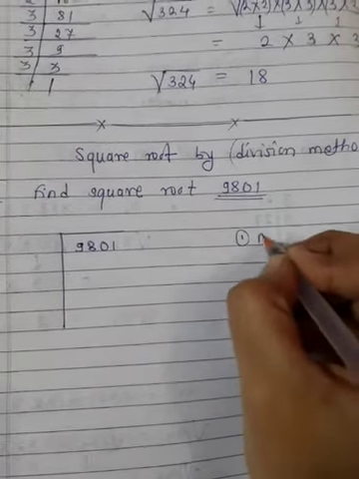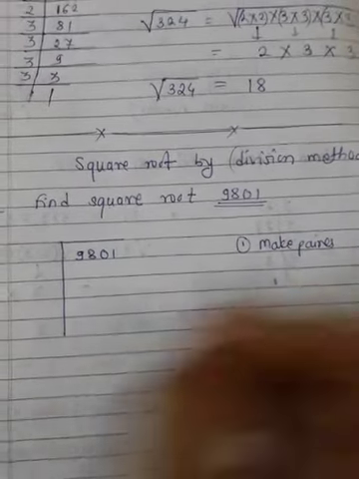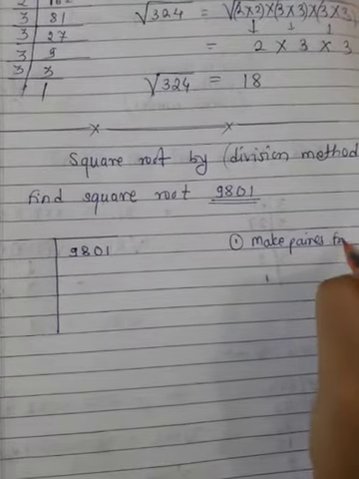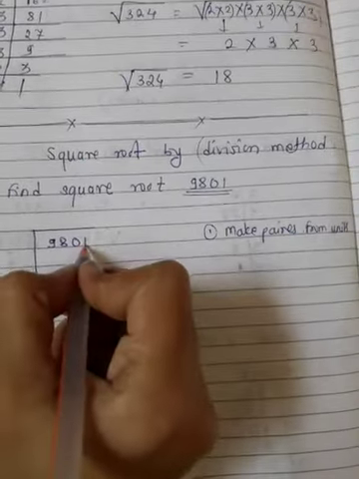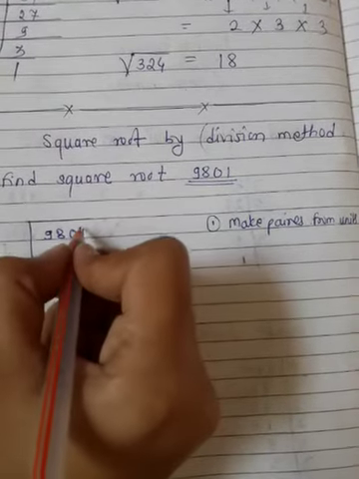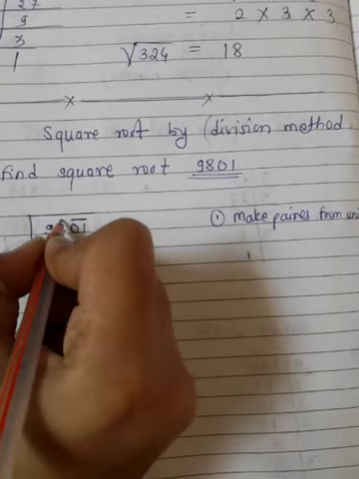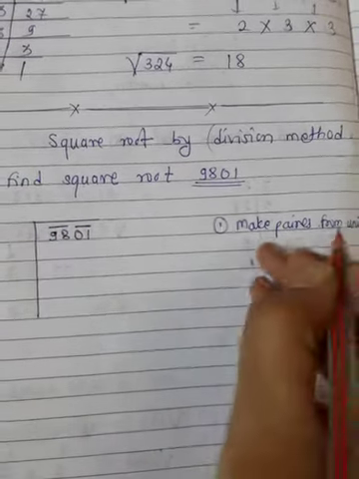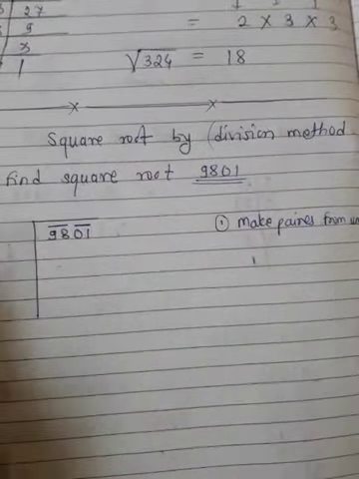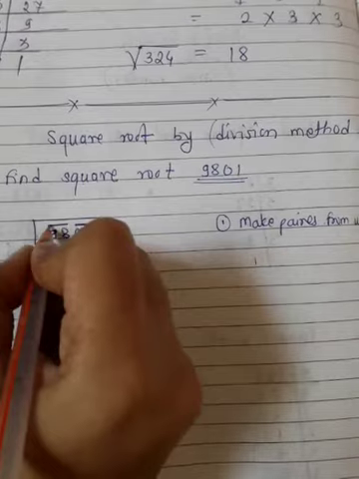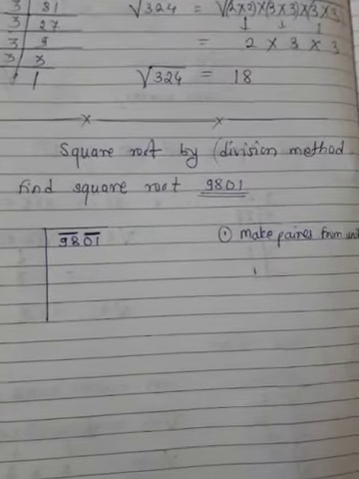First step is make pairs. Make pairs from the units place. So we know the units place is 1, so make a pair. Pair means, see here, you can make a pair of these two numbers, and after that make a pair of these two numbers. First step is make pairs from units, from right to left. So put lines on those numbers. Okay, this is our first step.